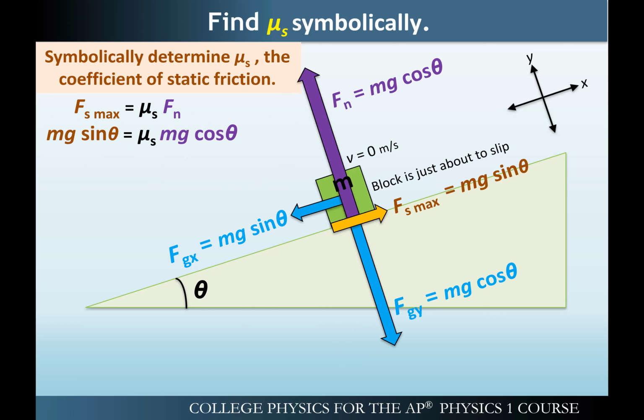So if we solve for coefficient of friction, if we solve for mu s, we get mg sine of theta divided by mg cosine of theta, and the m and the g cancel out. So we end up just getting sine of theta over cosine of theta. And if you stop there, that is an acceptable answer. However, if you know enough trig, there is one further step of simplification we could do. Anybody know it?